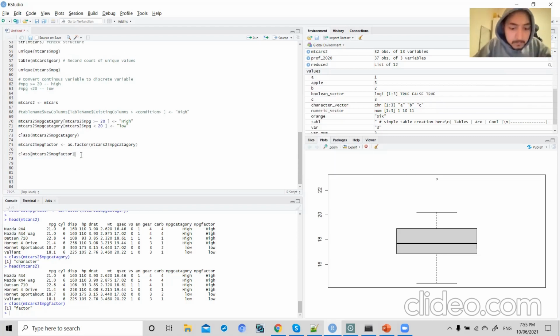We will discuss this in more detail in Python. I will show you more examples. That's a good question, because I was also confused about why we should convert this into a factor. Initially I was also confused.